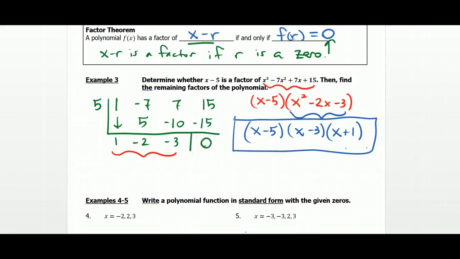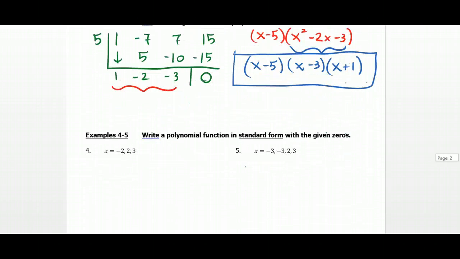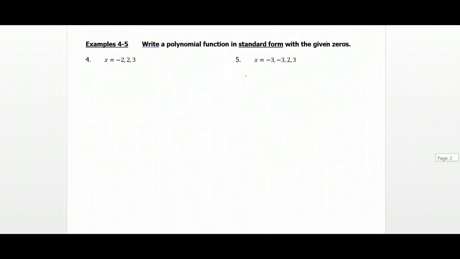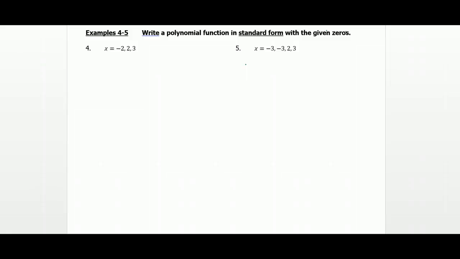Okay, last thing is we're going to use the factor theorem now to do the opposite of factoring. This time, I'm going to give you a couple of polynomials where you know the zeros, and I want you to tell me what the original polynomial was. Okay, so let's look at number 4 right here. I'm giving you 3 zeros. I'm telling you I have some polynomial here with zeros at -2, +2, and +3. Your job is to write the polynomial function in standard form that would have those 3 zeros.